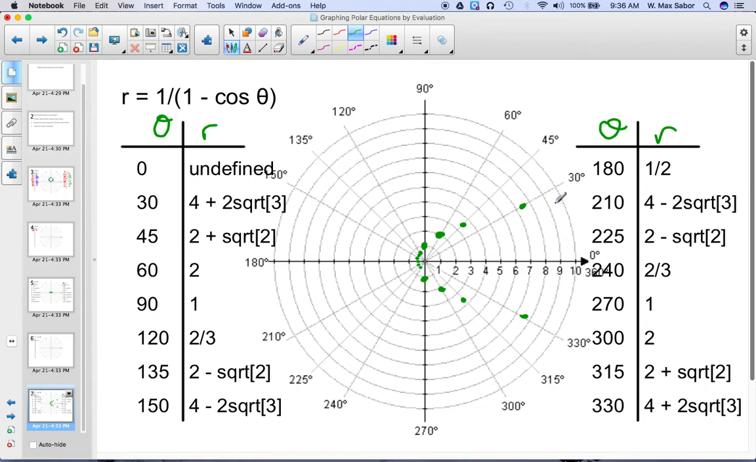So if we were to connect these, to me this looks like a parabola. So in fact, this is the equation of a parabola with the focus at the origin. So this is how we graph polar equations by evaluation. It is tedious, but it is able to be done if you plug in enough values and then connect the dots.